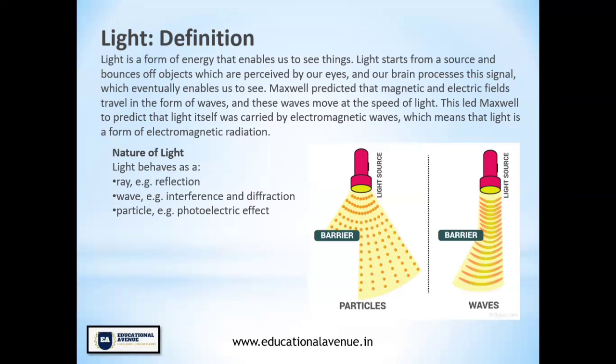In that, one line is written: Maxwell predicted that magnetic and electric fields travel in the form of waves, and these waves move at the speed of light. This led Maxwell to predict that light itself was carried by electromagnetic waves, which means that light is a form of electromagnetic radiation. What is the meaning of electromagnetic radiation? It is a form of radiation in which an electric field is there and a magnetic field is also there.